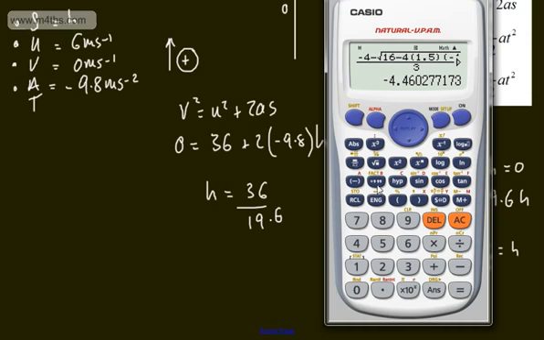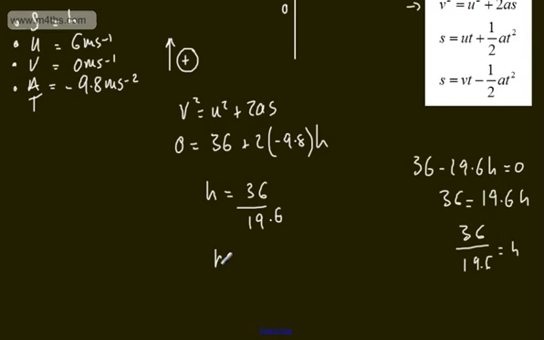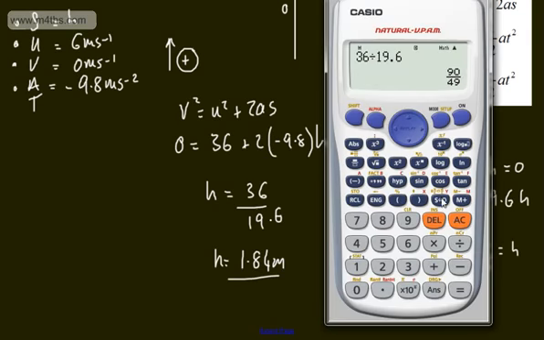You could, if you wanted, just put 2 lots of 9.8, entirely up to you. So 36 divided by 19.6, and this will give me the maximum height. So 90 over 49, which is about 1.84. So we can say that the height is equal to 1.84 meters, and that is given to 3 significant figures. If you're working with subsequent problems, do leave that in as the exact value of 90 over 49.